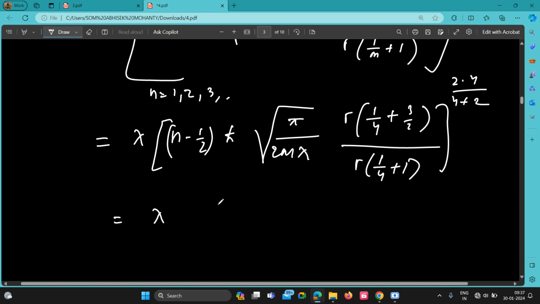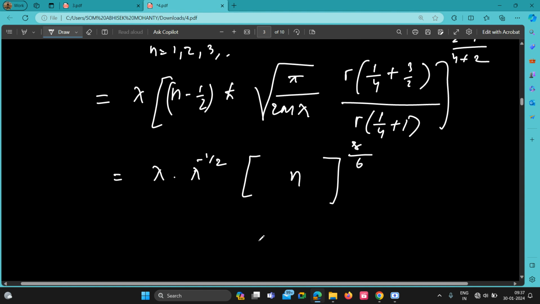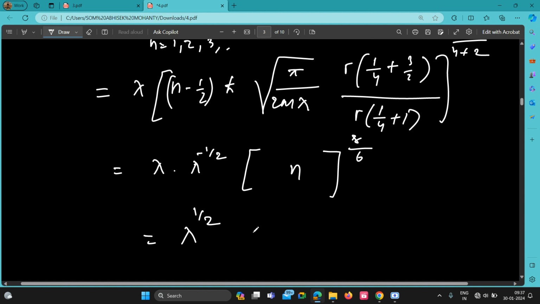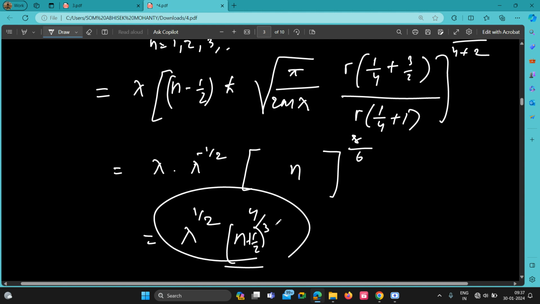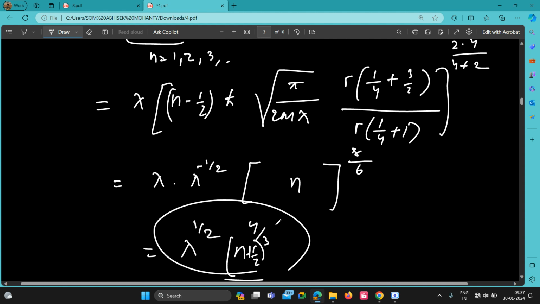So lambda, and here the lambda power is half, right? Minus half, lambda to the minus half, and whatever there is inside n, suppose the whole thing is n. We don't need all this. 8 by 6. So lambda half, n to the power 4 by 3. That is the answer: n plus half to the power 4 by 3. It can be n plus half also if n starts from 0. Okay, that's the answer. So this option. Okay, my bad.